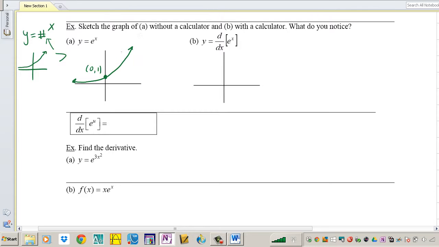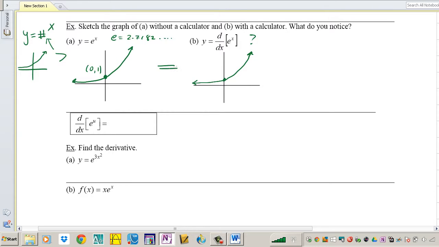So e to the x, and we all know that e is approximately 2.7182 and so on. Now if I were to graph this on a calculator, and I don't have my calculator on right now, but if I were to take the derivative of e to the x, which I don't know yet, and put that on an Inspire calculator, I would see that I get the exact same function.